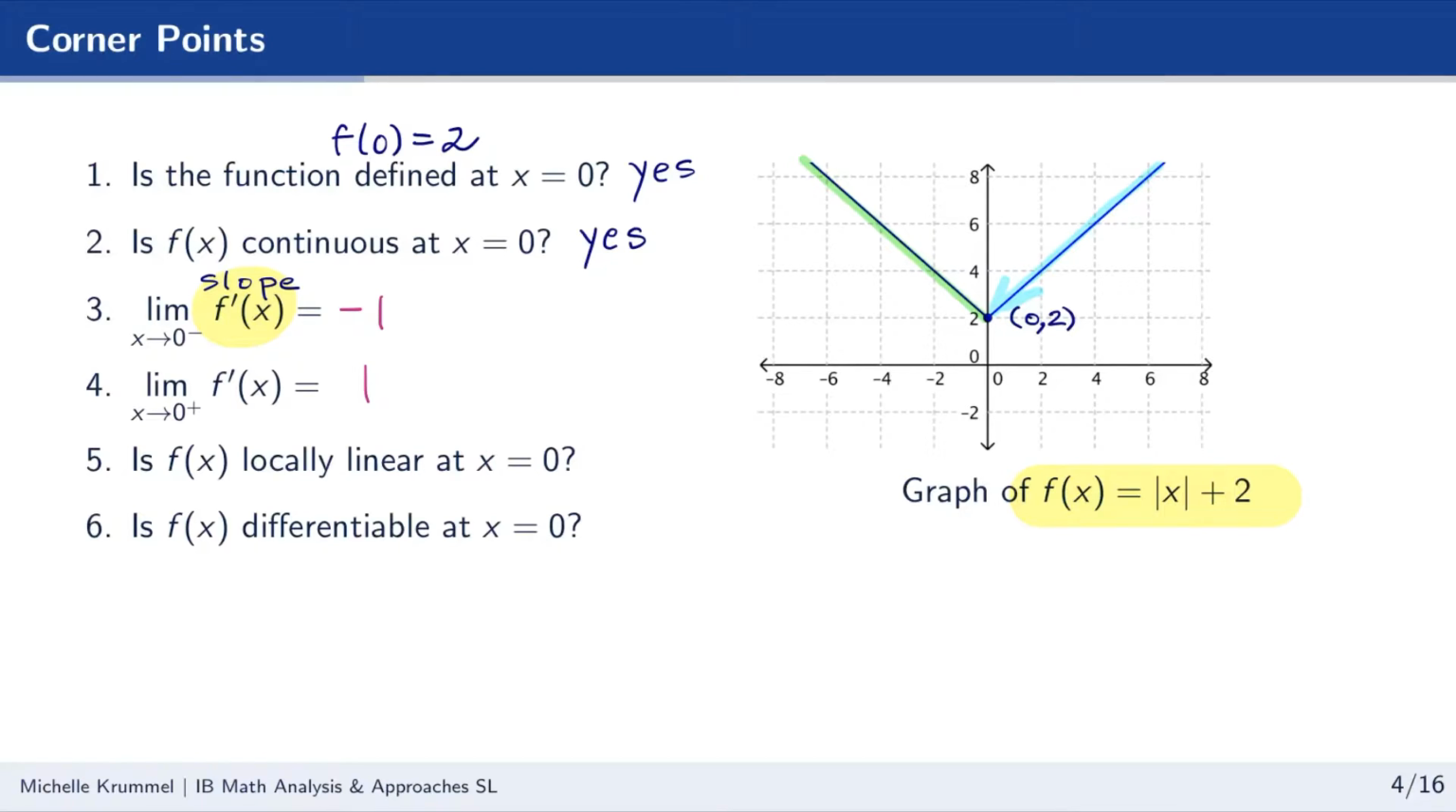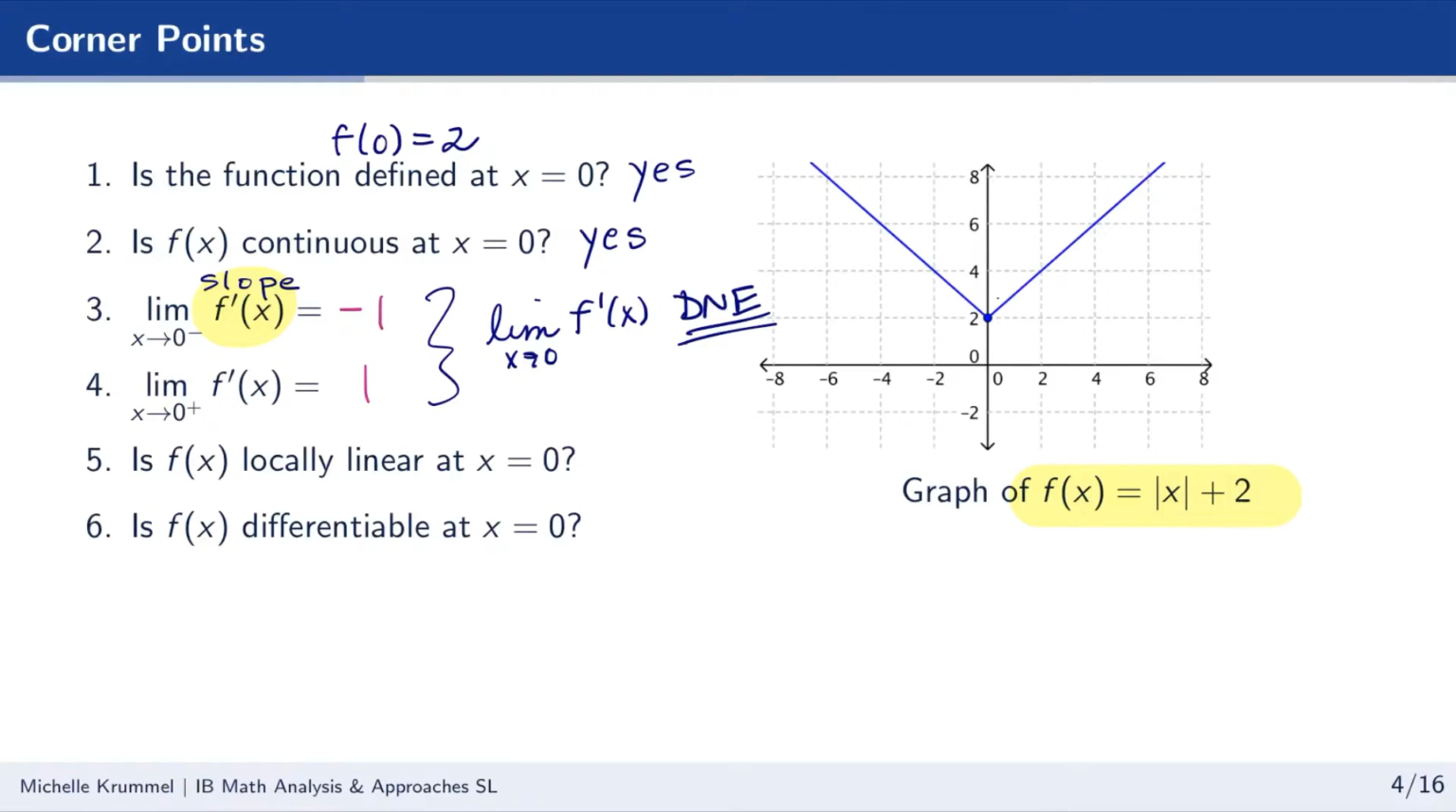Those are not the same value. The slope as we approach 0 from the left is -1, but the slope as we approach 0 from the right of f is +1. So this limit of f prime of x does not exist as x approaches 0. Okay, so that's a problem. The limit of f prime of x as x approaches 0 does not exist. Is f locally linear at x equals 0? It is not.